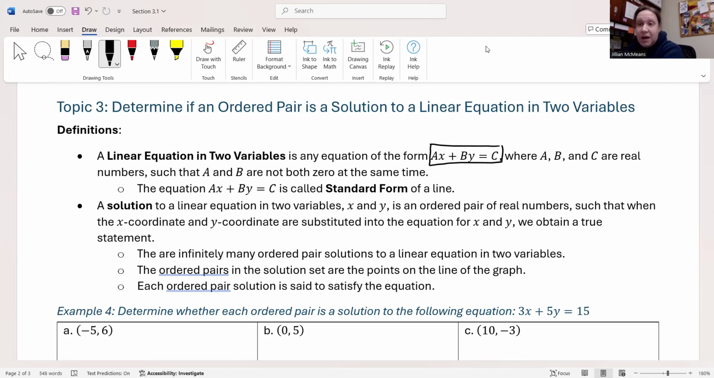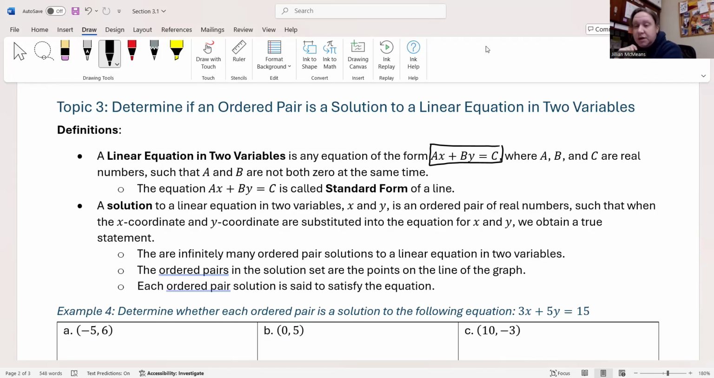You could have a = 0, which would make that x term become 0, and then you would just have by = c. You could have b = 0, which would make that y term become 0, which would just give you ax = c, but you can't have a and b both be 0 at the same time. And that format, ax + by = c, is called standard form of a line. Sometimes people call it general, but I always call it standard form. We will talk about other forms of a line as we progress through this chapter, but just know this is called standard form.